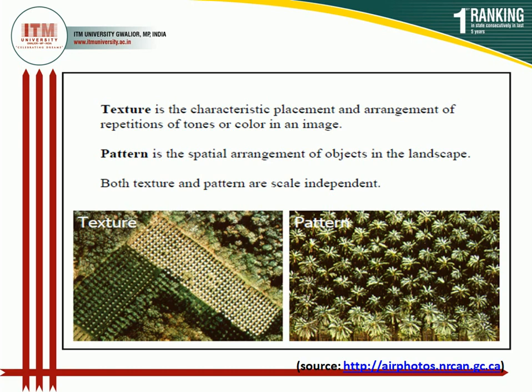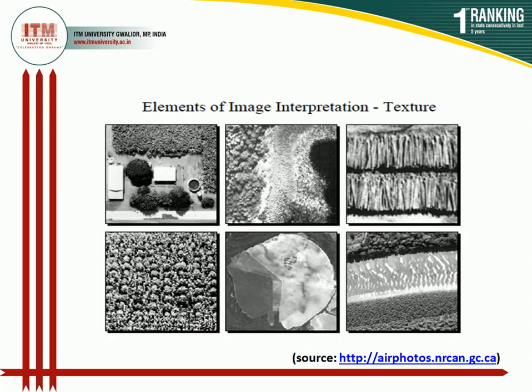Texture is basically the impression of smoothness or roughness of an image feature. It is caused by the frequency of change in tone of a photograph. Pattern is formed by the objects in the photo, that is, a spatial arrangement of objects, and both are not dependent on the scale of an image or scale of a particular sensor. Texture depicts the change in frequency of tone, or the regular occurrence of zones represented by change in the tone.